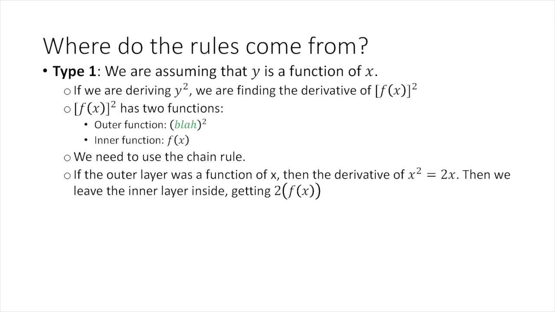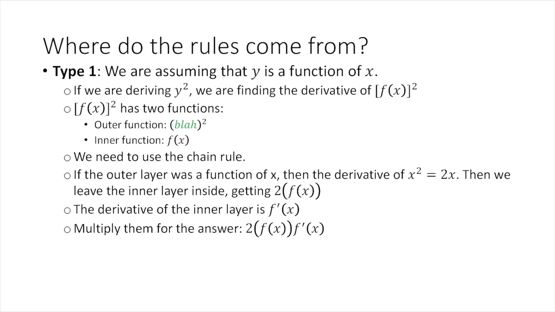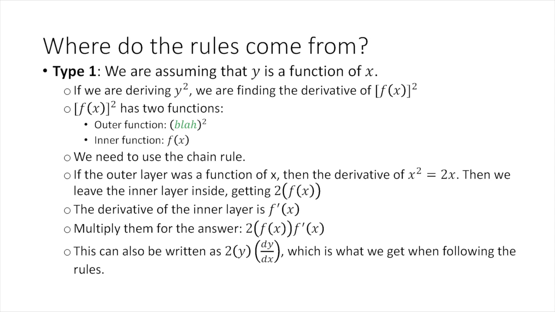So instead of getting 2x, we're going to get 2 times f of x. And then, using the chain rule, we also have to multiply by the derivative of that inner layer, f prime of x. So the full derivative is going to be 2 times f of x times f prime of x. And that's equal to 2y times dy over dx, which is what we get when we were following the rules. So the rules I listed are really just having us use the chain rule.